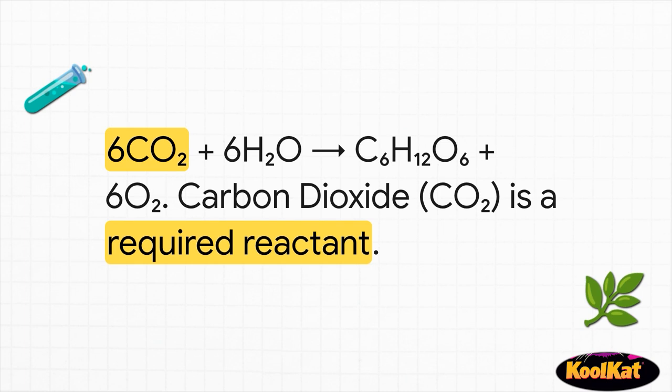Now don't let all the letters and numbers freak you out. Just think of it like a recipe. The stuff on the left of the arrow, those are your ingredients. And look what's right there near the beginning. CO2. Carbon dioxide is an absolutely essential ingredient. You can't do photosynthesis without it.